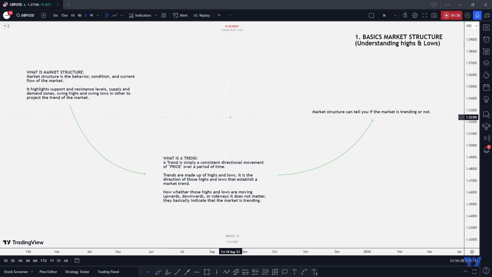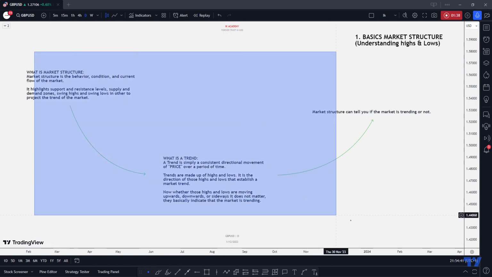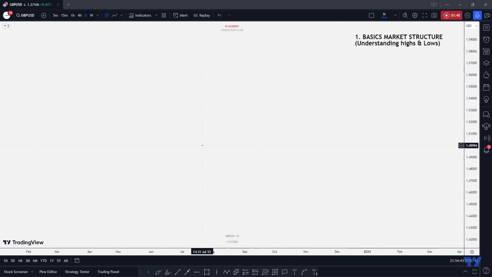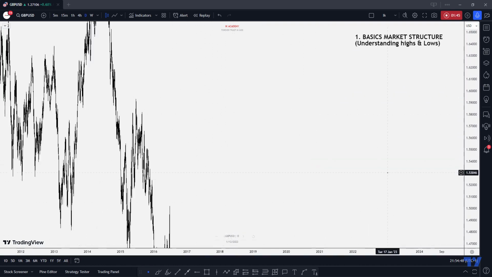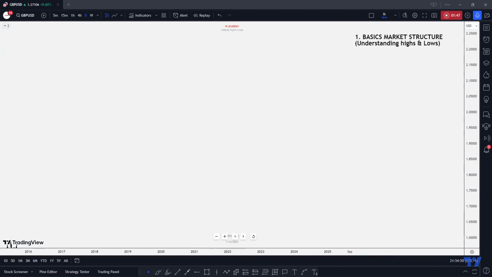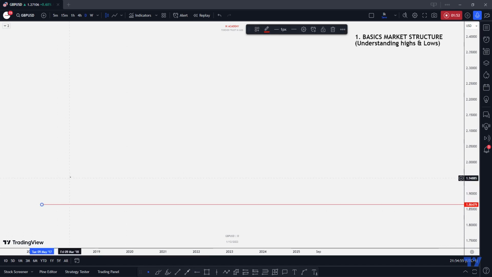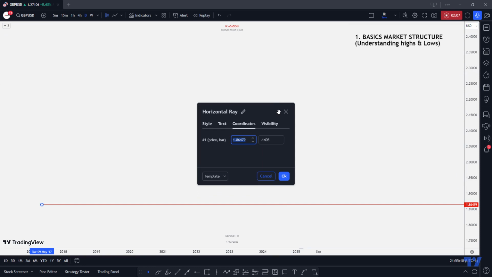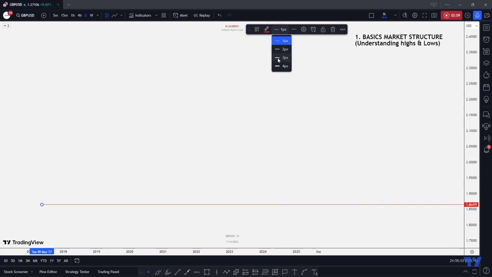So let's look into this diagram and see what I'm talking about. For instance, let's say the market's starting price is from this particular point, because you can see from the definition that a trend is when price is moving consistently in a particular direction. So we're basically talking about price. So let's look at this example.